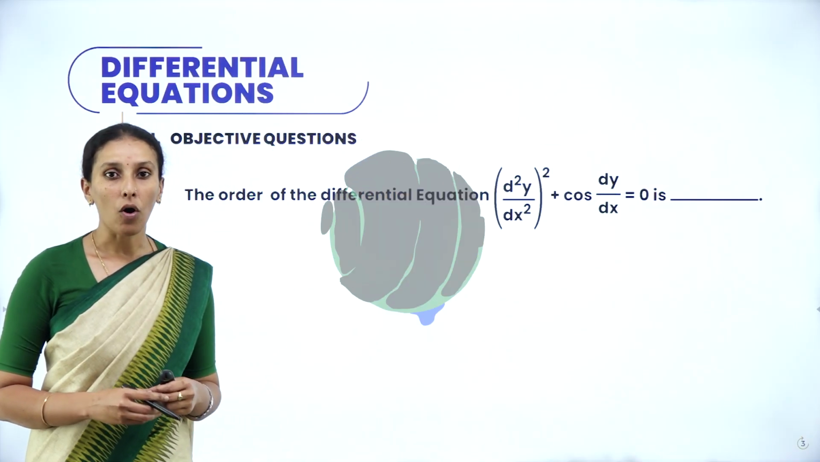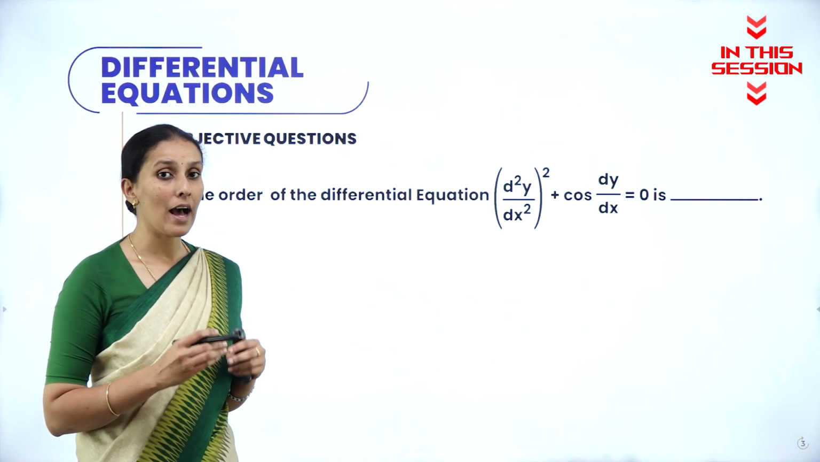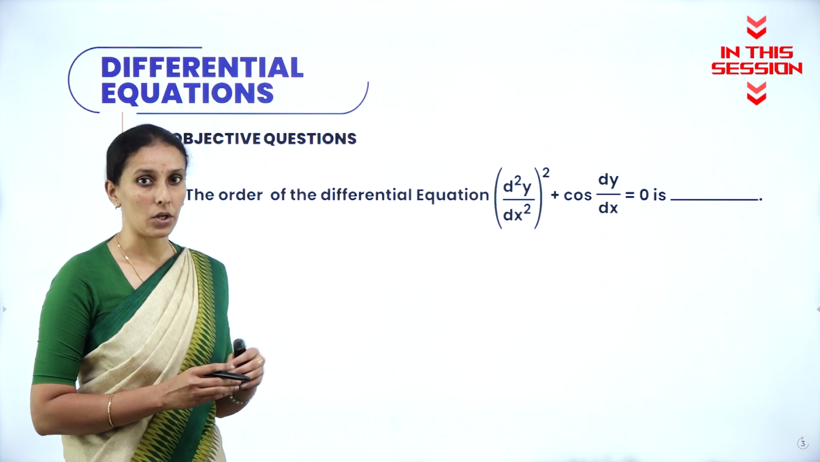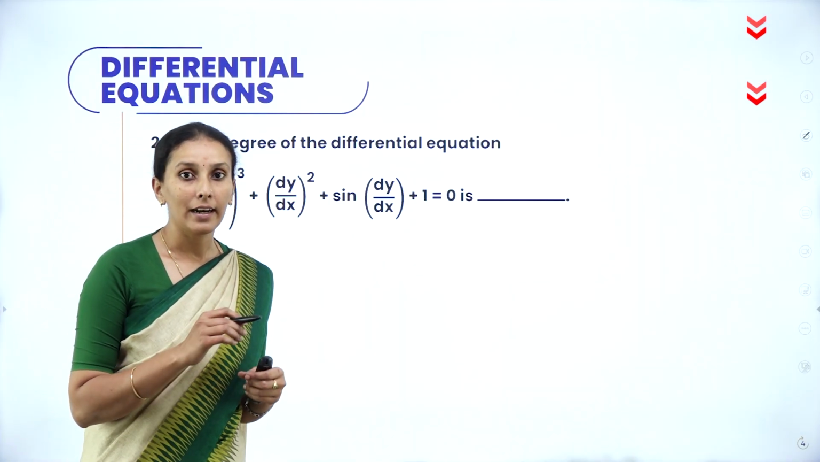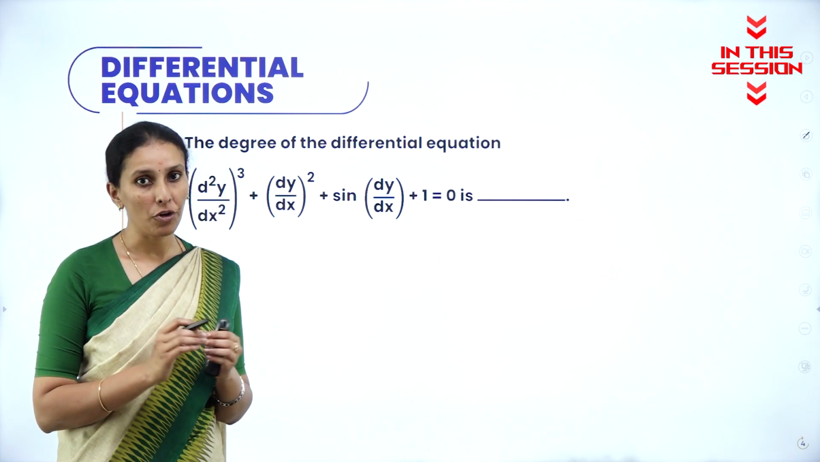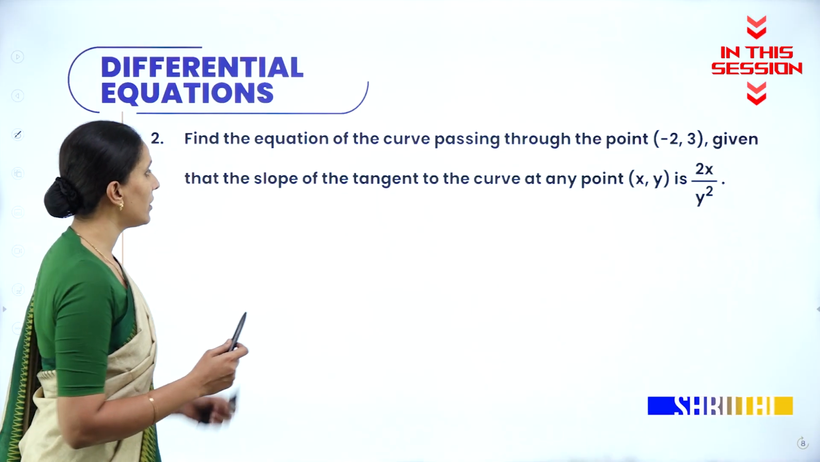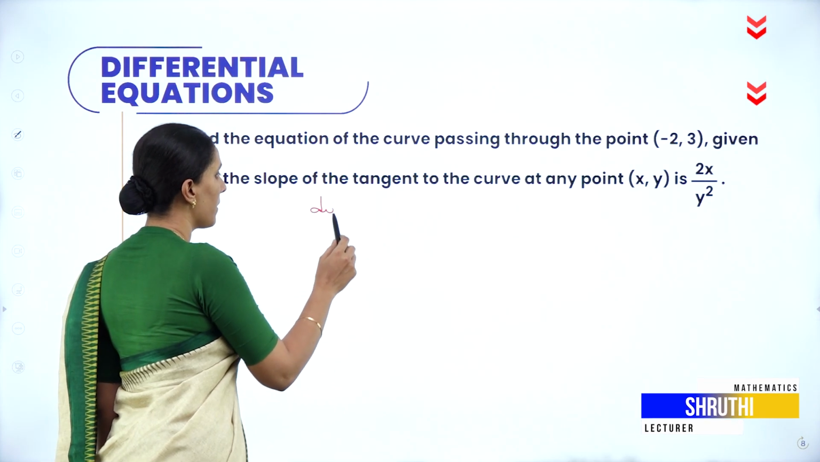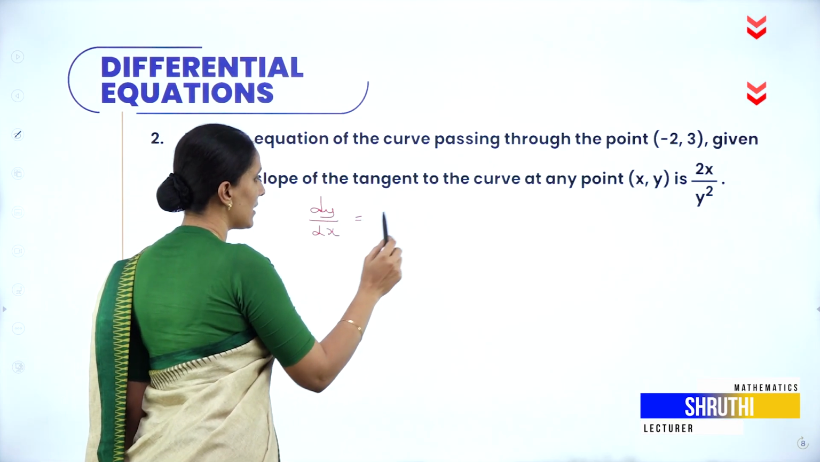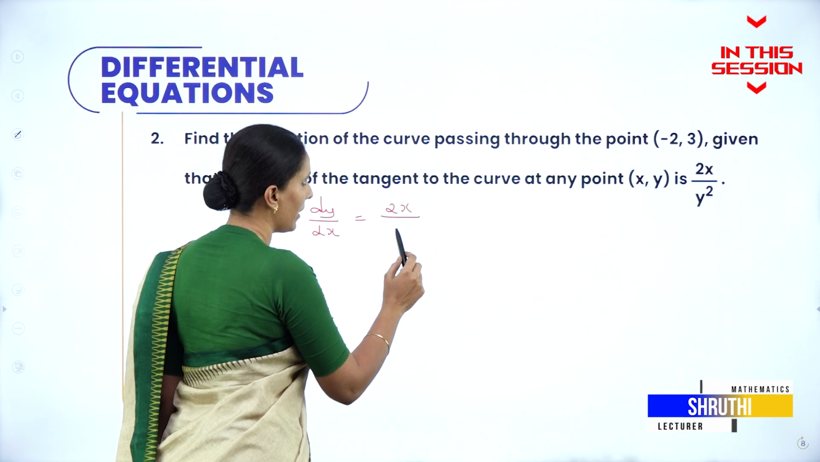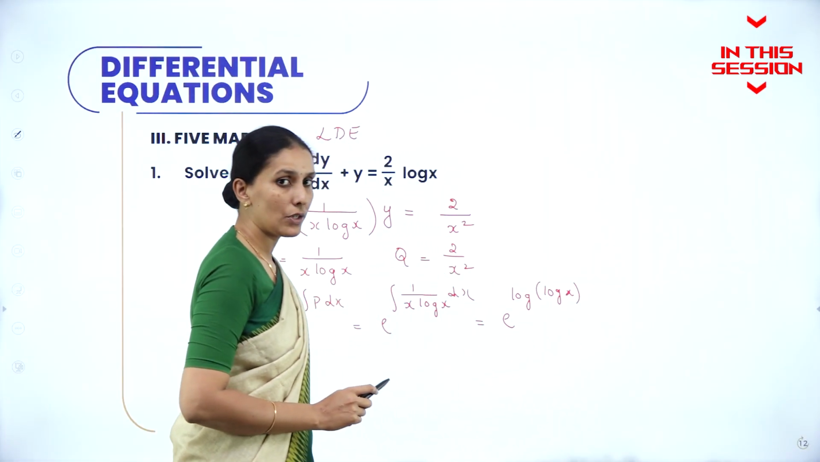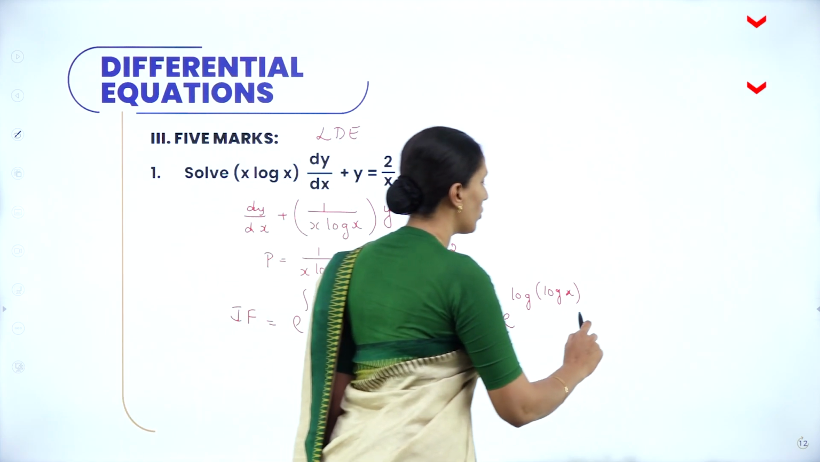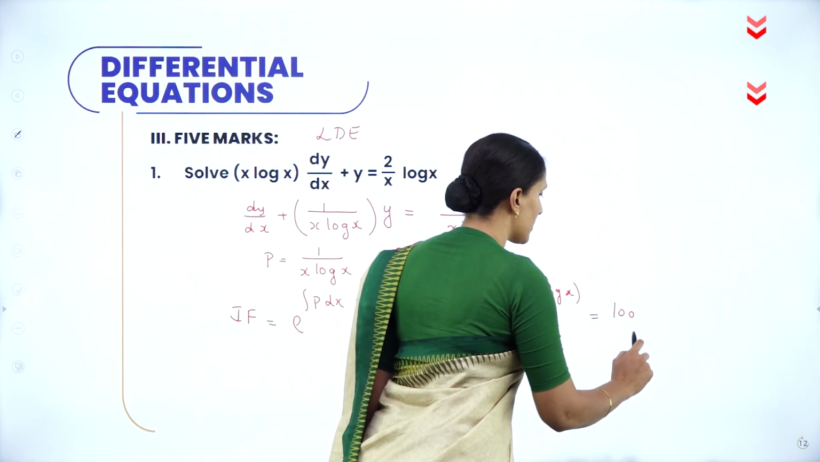So when we say the order of the differential equation, it is the highest order in the differential equation. So when we say the degree of the differential equation, the derivative should be in the form of polynomial equation. Now the slope of the tangent is given by dy by dx is equal to 2x divided by y square. So when we have e to the power log x, then the value is equal to x. So therefore the integral factor is log x.